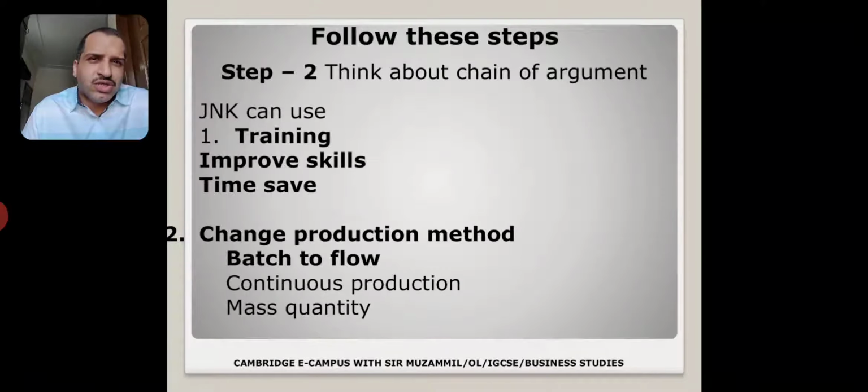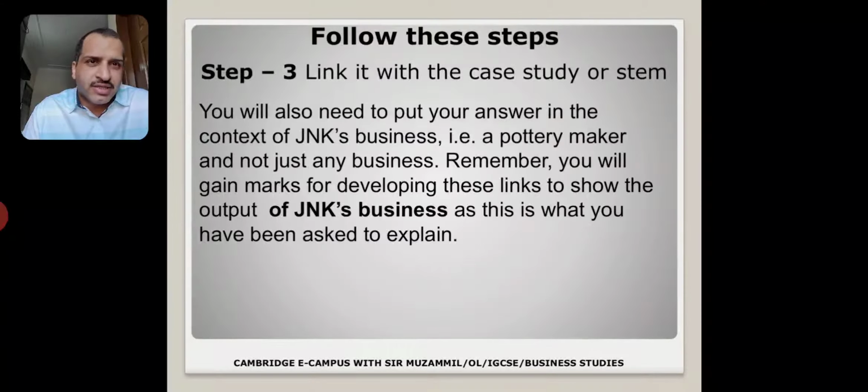For example, you say JNK can use training. What would happen with training? It will improve skills, it will improve time. Time would be saved. Such interconnected points make a very solid, good statement. The same with the second point, which could be changing the production method, like batch to flow. What would happen? Continuous production, mass quantity. So these are different words you can interconnect with each other, and you can make very solid analysis.